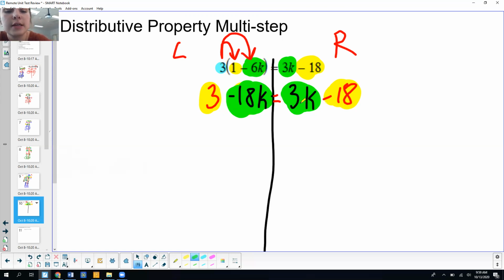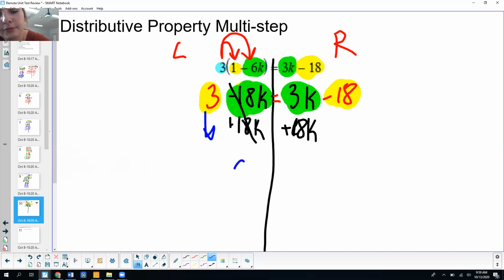So we're going to go ahead and move that negative 18k over to the right side, and we're going to move it by adding it to both sides. So adding 18k to both sides. I'm going to go ahead and bring down my 3. So 3k plus 18k. So make sure 18 plus 3, that's going to give us 21k. I'm going to bring down negative 18.